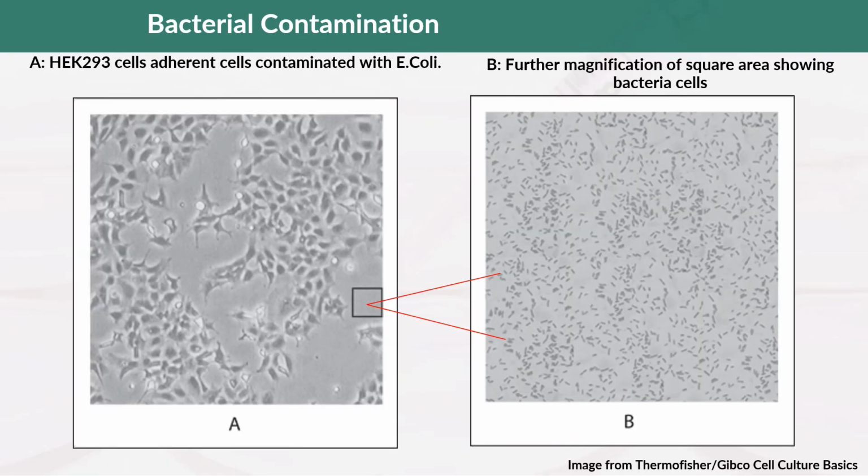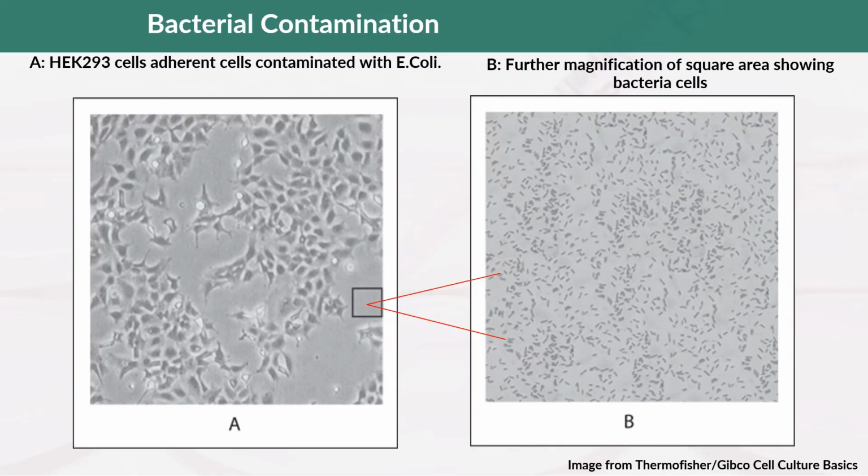How does bacterial contamination look like? So here is the human embryonic kidney 293 cell line, or we call it in short HEK 293. They are adherent cells. They grow on the surface of the flask. It is actually contaminated with E. coli. So you can't really see this E. coli at low magnification, right? At picture A. But if you were to look upon further magnification in picture B, you can see all these tiny specks of E. coli. So you can only view bacterial cells usually at higher magnification.